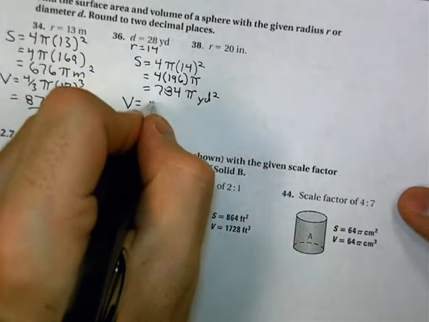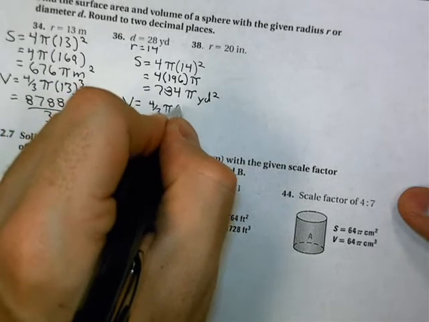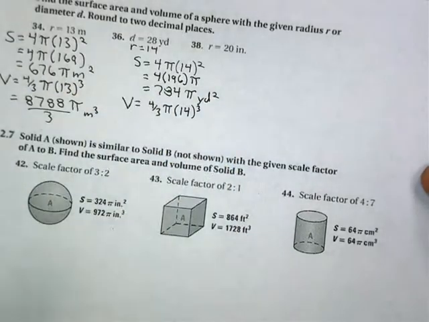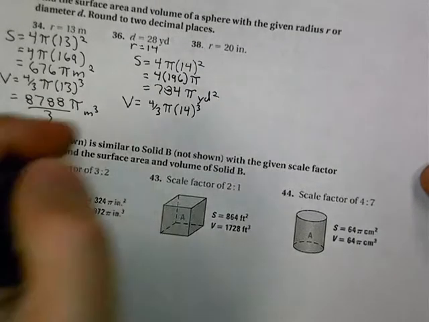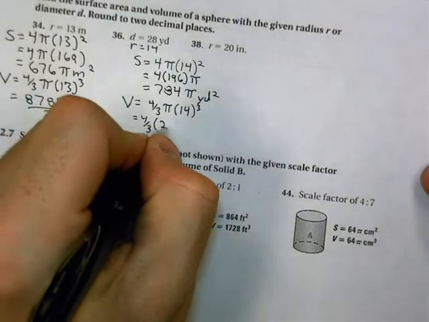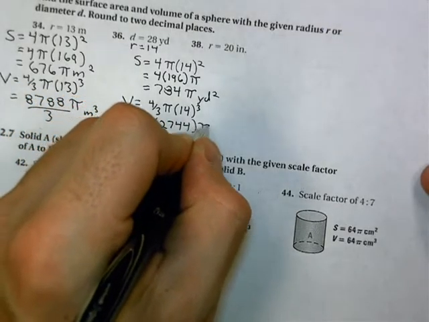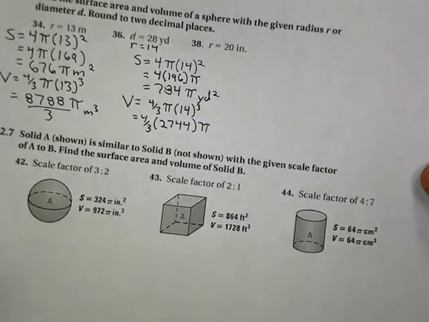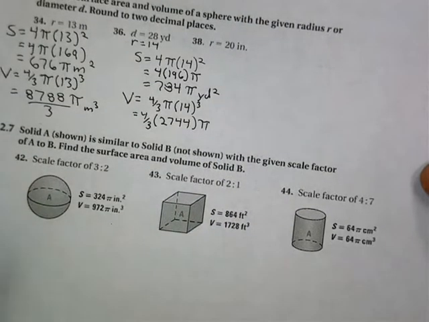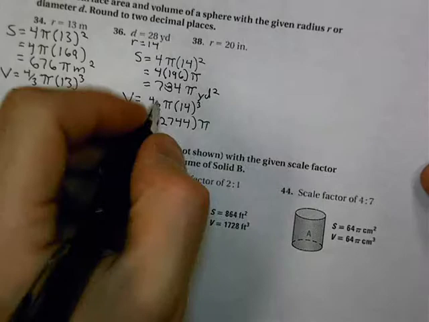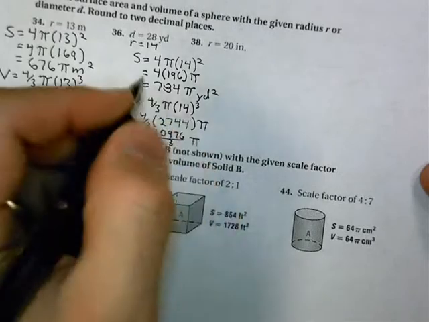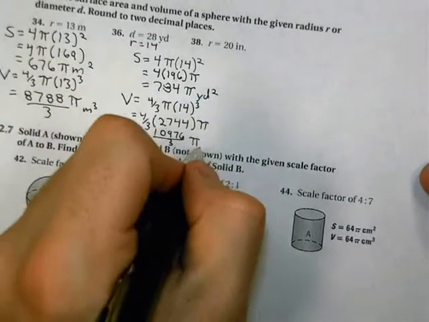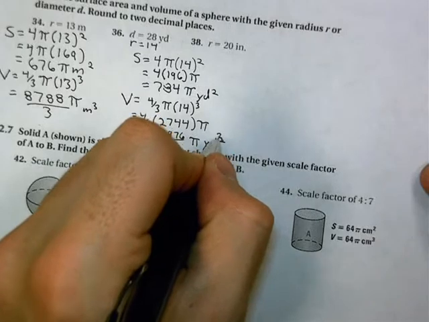Volume is going to be 4/3 pi radius cubed, or 14 cubed, which we get 4/3 times 2,744 pi. Then multiply that times 4. We get 10,976 over 3 pi. It does not reduce any nicer. It would be a decimal approximation from there, so we're just comfortable leaving it as that.